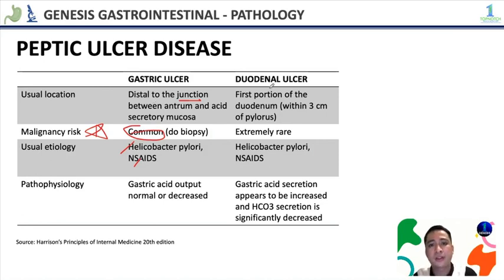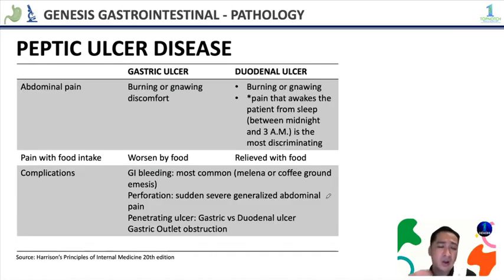For duodenal ulcer, the first portion of the duodenum is commonly affected. Again, usual etiology, H. pylori and NSAID. And there's gastric acid secretion that appears to be increased, and bicarbonate secretion is significantly reduced. Okay, in terms of symptomatology, because of the pain with food, nausea, and weight loss, there is burning or gnawing discomfort with gastric ulcer.